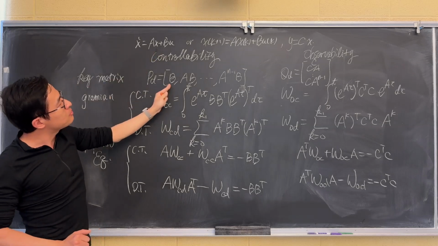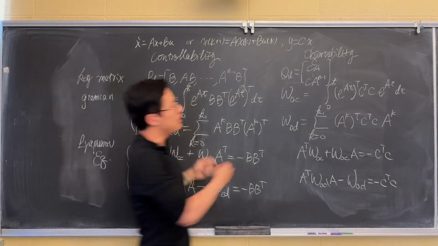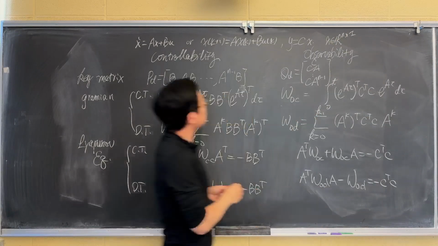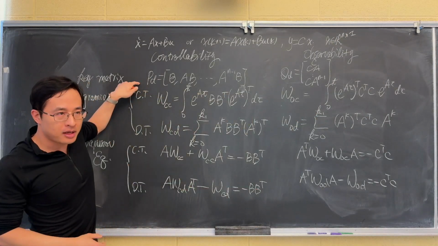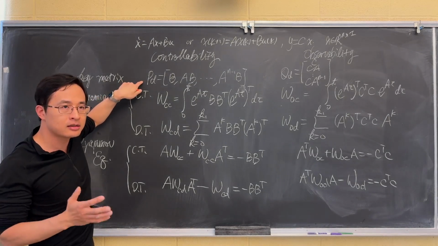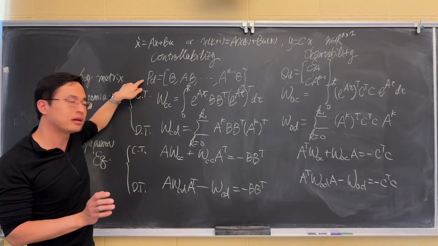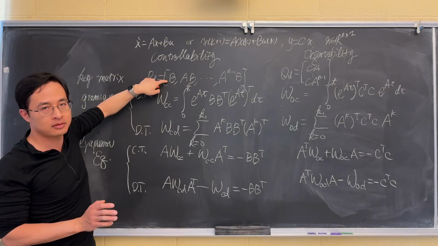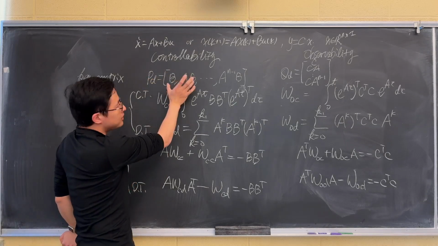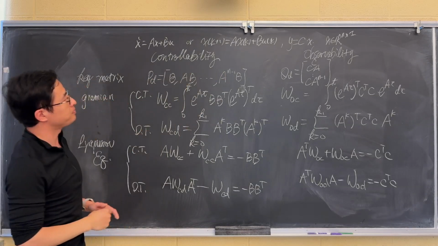So P is B, AB, all the way to A to the power of n minus 1 times B, if x is n-dimensional. The property of controllability requires that this matrix has rank n, and more specifically is full row rank. However many rows there are, we require the row rank to be full, and it's equivalent to saying that there are n linearly independent columns in the P matrix.